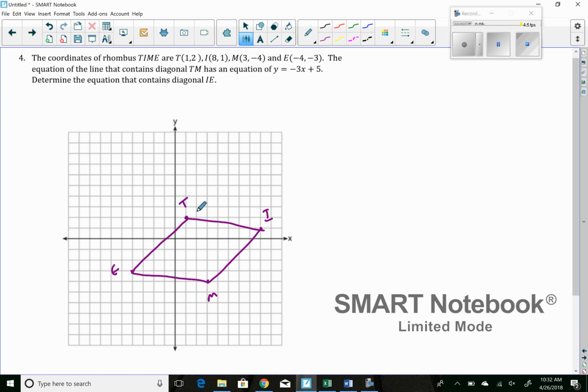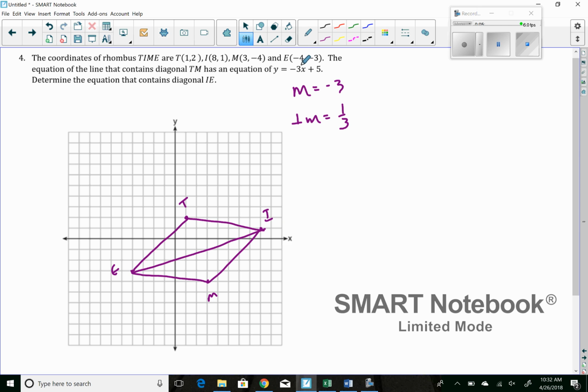So it tells us that the equation of the line that goes through TM is negative 3x plus 5. Well, I know that the diagonals of a rhombus are perpendicular, so the slope of this line is negative 3. The perpendicular slope is positive 1/3. Now, I know this line is going to pass through E and I. That's the line we want. So I just have to choose one.